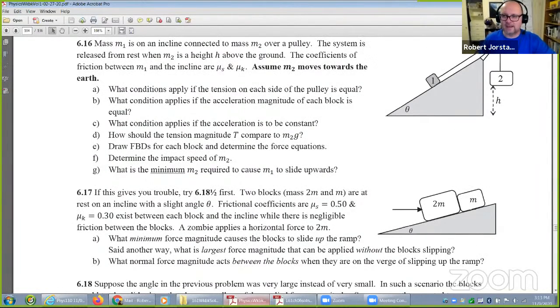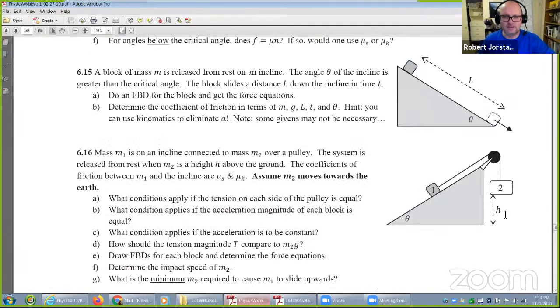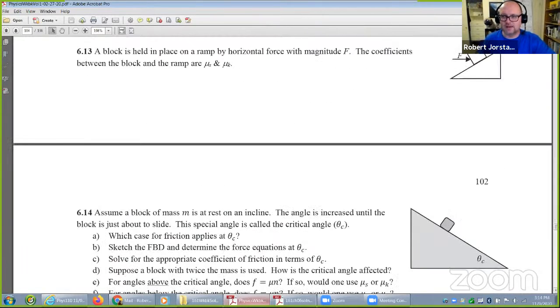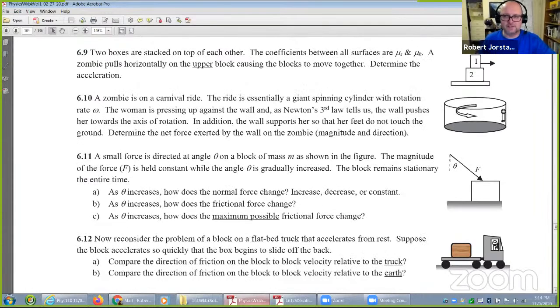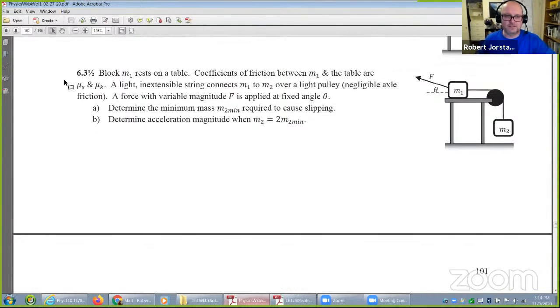If you want to go back and work on the problem we skipped, 6.15, you could do that. Or if you want to work on this page, just practicing your basics right now, or even 6.3.5 or any of these problems. So I think you guys should just work on problems right now and ask me questions.